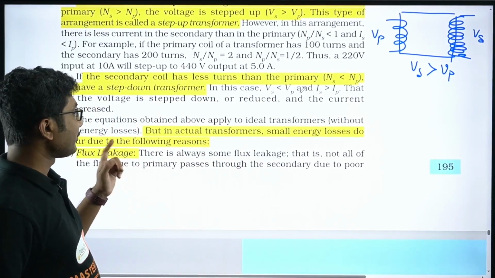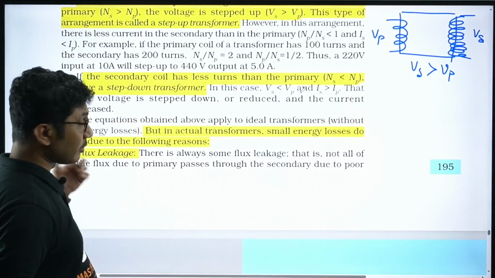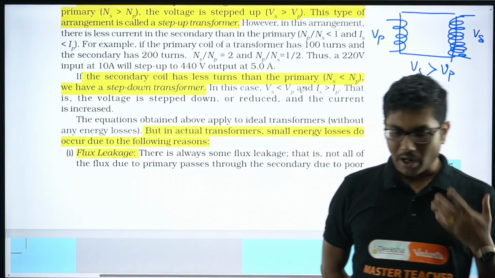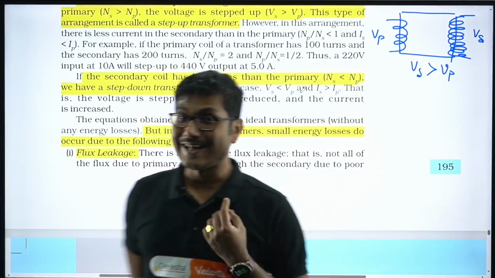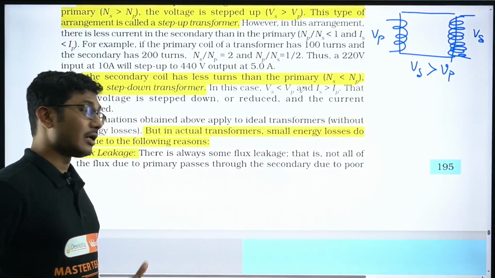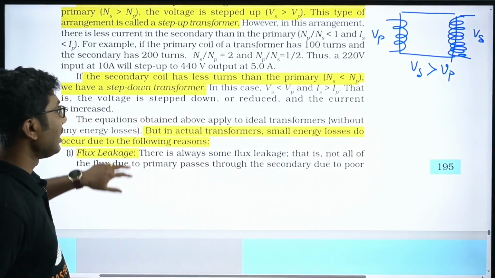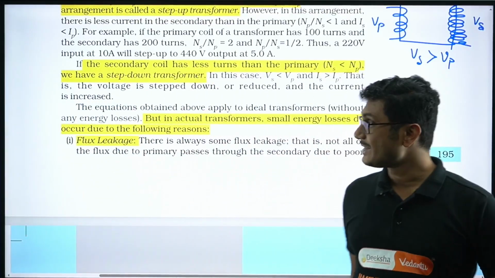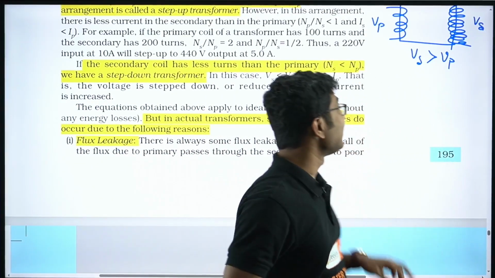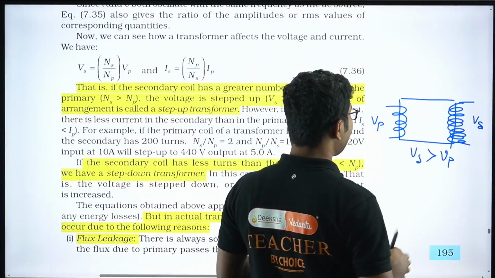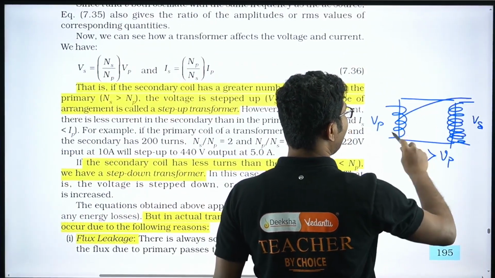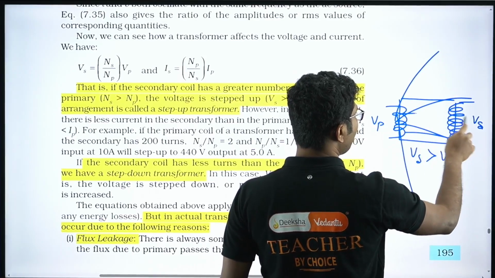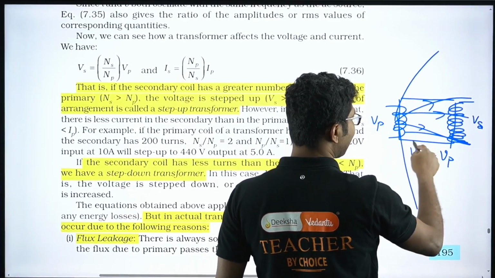Okay, but in an actual transformer, there are small energy losses. In an ideal transformer, we said that there is no energy loss, right? All the power input is equal to power output, but in an actual transformer there are different types of losses, and we cannot stop them. First of all, flux leakage. What is flux leakage? Flux leakage means the field lines exiting from this coil. There are all possible field lines, but only a few of the field lines are actually cutting this coil.